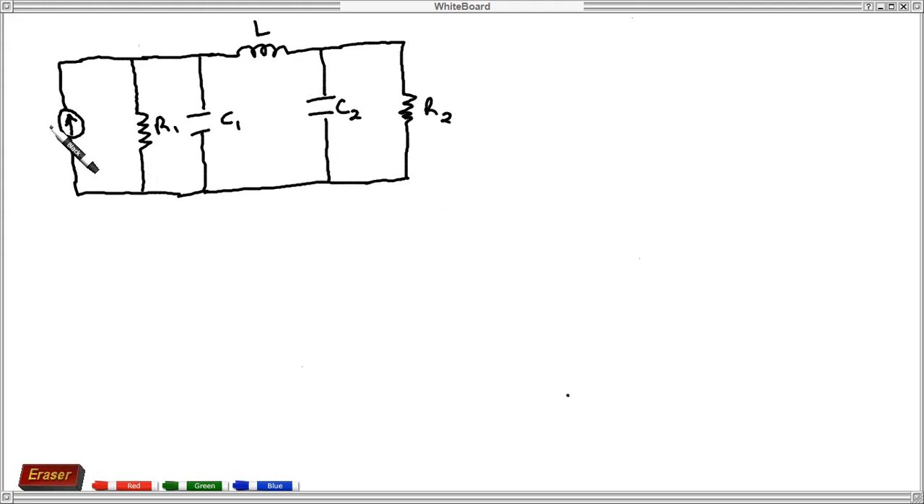Then you have a current I of T as the source current. The voltage is taken across resistor R2. The output is taken across resistor R2. So you can have this resistor shifted here. And this is our output.